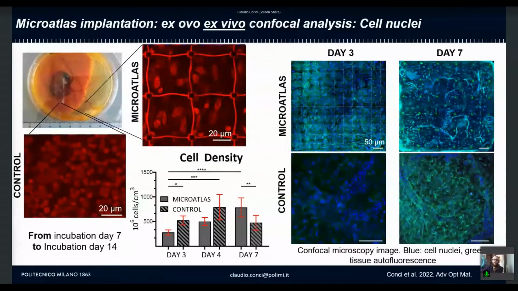So I implant the Microatlas at incubation day 7 of the embryo, where the CAM is quite formed, and I conclude the observation at 30 days of embryo development. I first quantified, by using confocal fluorescence microscopy, the cell density inside each scaffold, comparing my data with untreated samples.